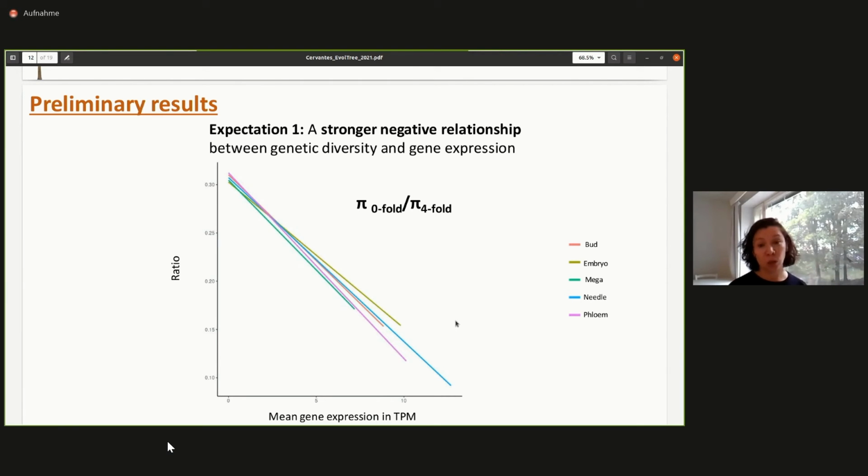Another thing that is worth noting here is that the megagametophyte is the tissue that has the lowest level of expression of all the 5 tissues. So, expectation 1, there it goes.